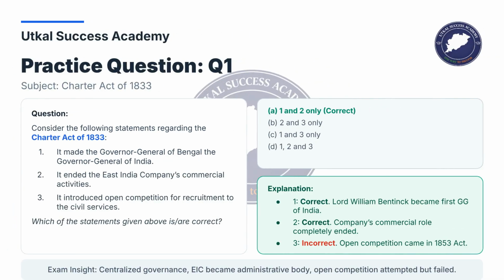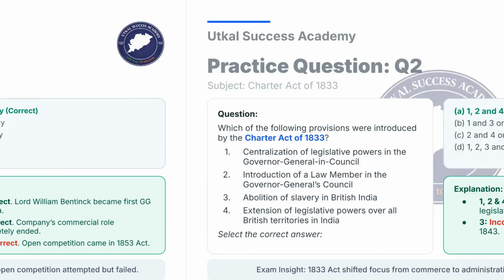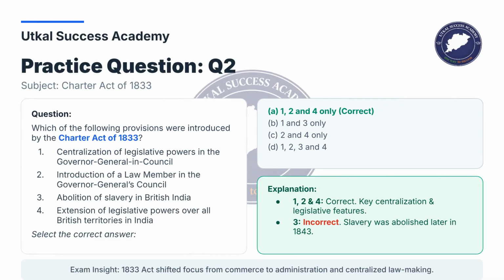Our first practice question on the Charter Act of 1833 asks about the Governor-General, the end of commercial activities, and open competition. Statements 1 and 2 are correct. Statement 3 about open competition is incorrect, as it was fully established in the 1853 Act. The correct answer is A. Question 2 assesses key provisions of the 1833 Act.